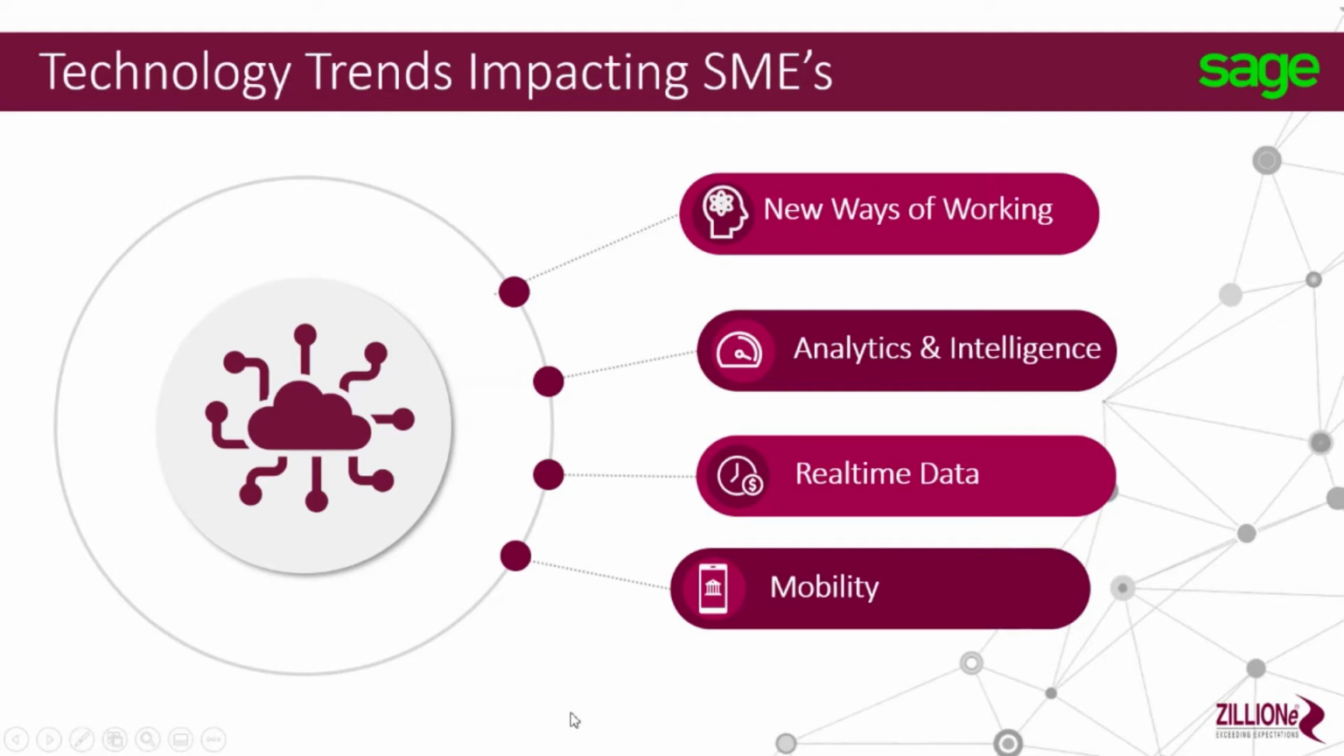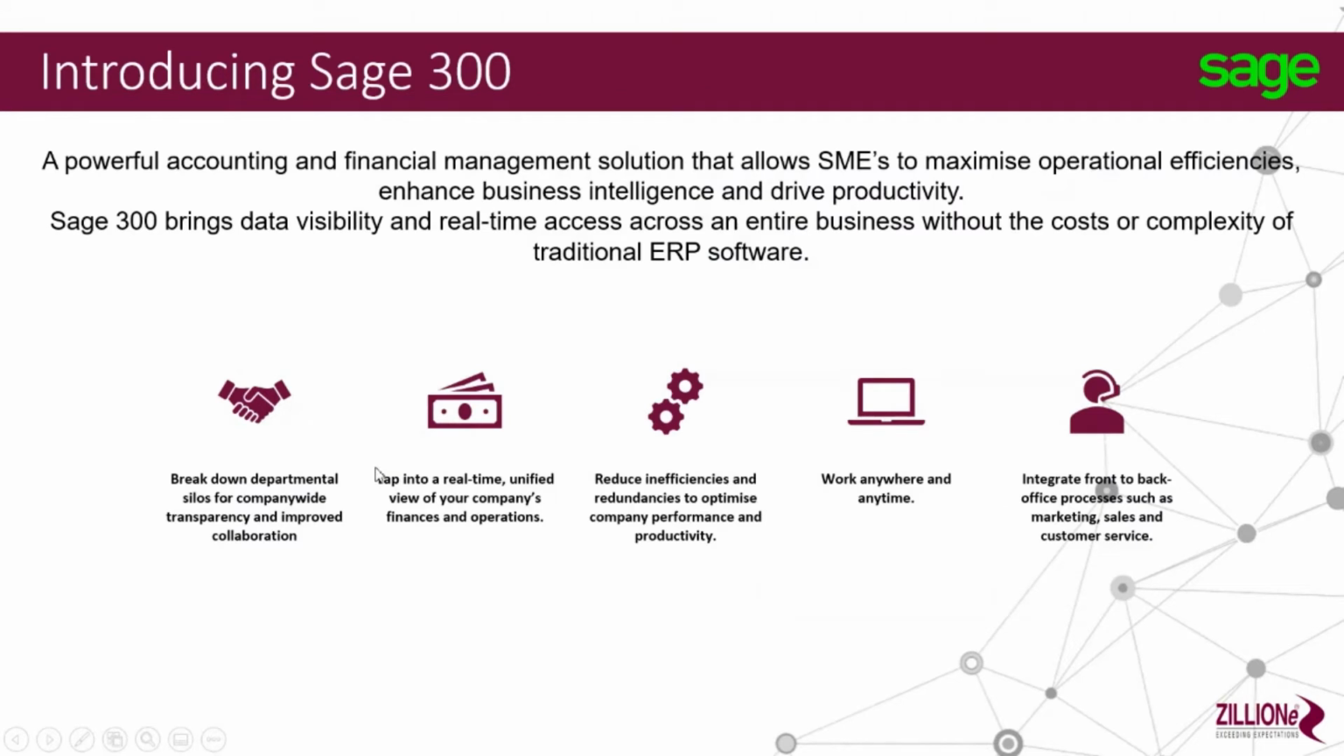So just to give you a quick introduction of Sage, for those who don't know about Sage, it is one of the most powerful accounting and financial management solutions out there in the market, and not just for finance. It has evolved into a complete ERP as well, where you can cover many complex scenarios in terms of your operational and distribution needs within the organization. It helps your organization break down into departmental structures. You can tap into real-time data.